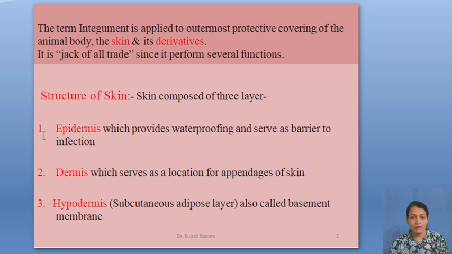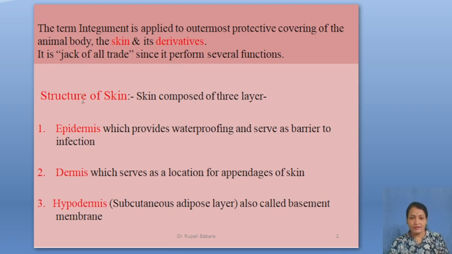Now we see the definition of integument. The term integument is applied to the outermost protective covering of the animal body, the skin and its derivatives. The integument also includes the conjunctiva of the eyeball and external eardrums. It is also known as the jack of all trades, meaning it performs several functions like protection, locomotion, secretion, excretion, food storage, temperature control and other miscellaneous functions. So the skin is known as the jack of all trades.